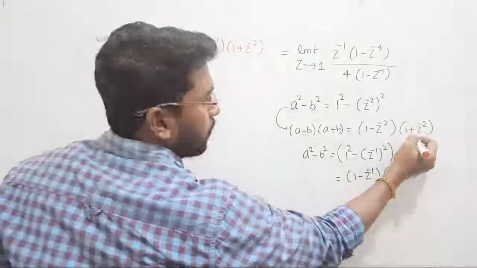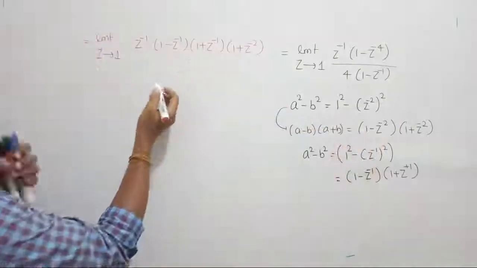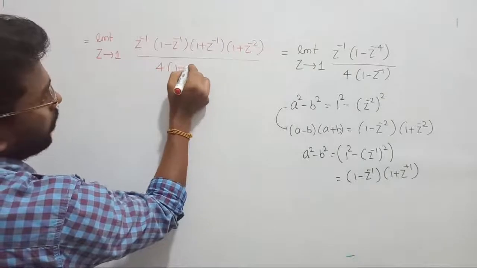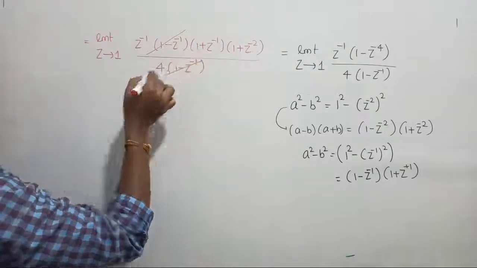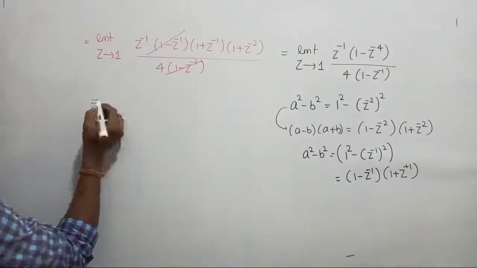This 1 plus z power minus 2 I am considering directly. This 1 minus z power minus 2 can be broken like this in order to cancel the denominator effect. So that is going to be 1 minus z power minus 1, such that these two values are going to be cancelled each other. Finally, let us replace z by 1.